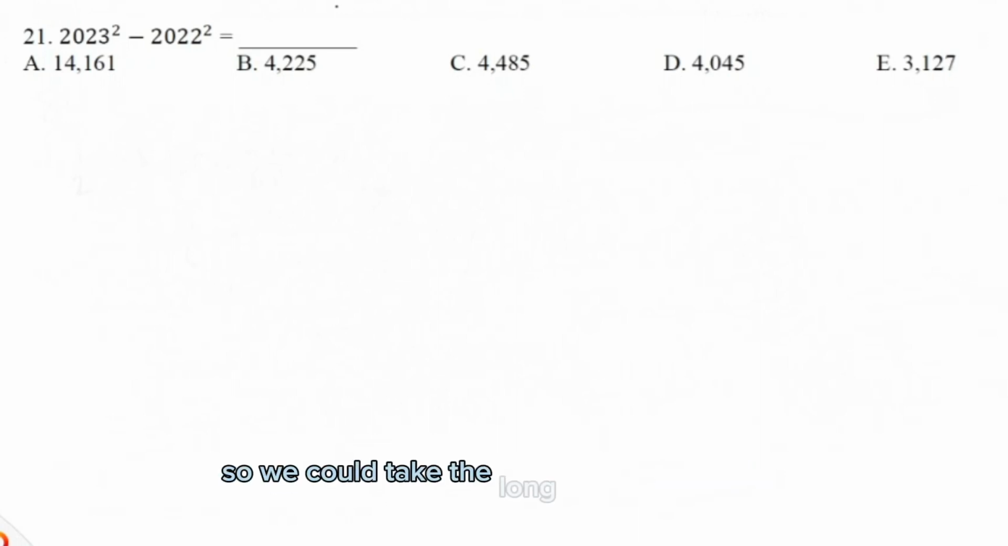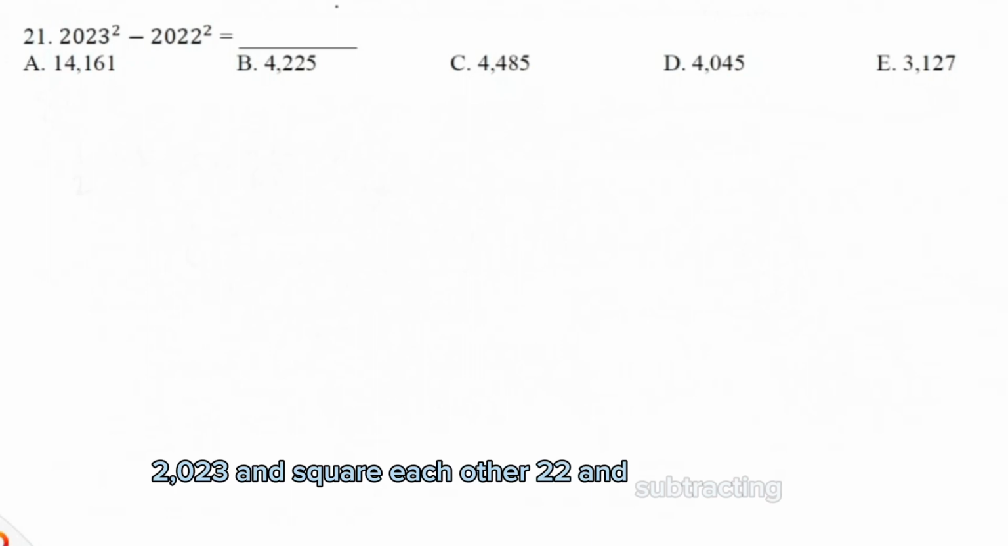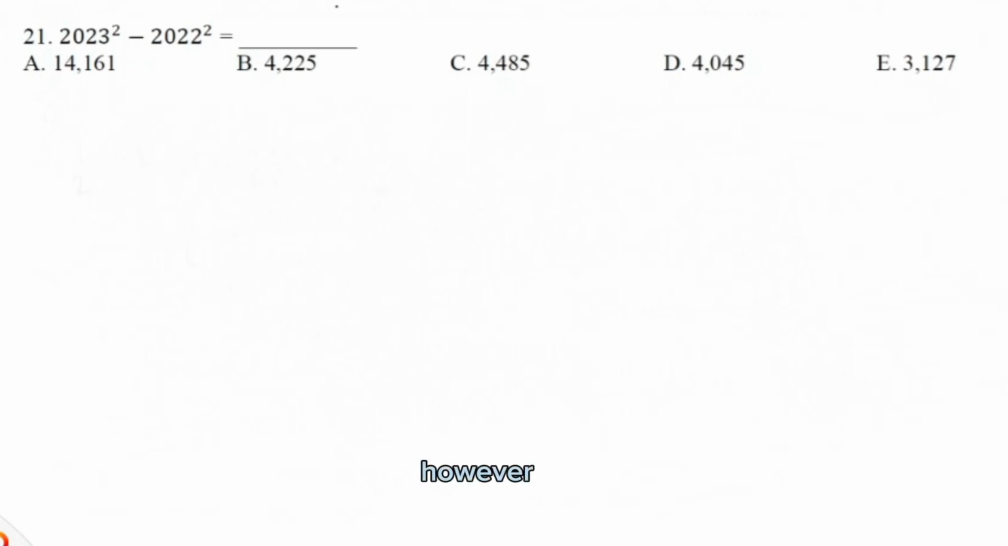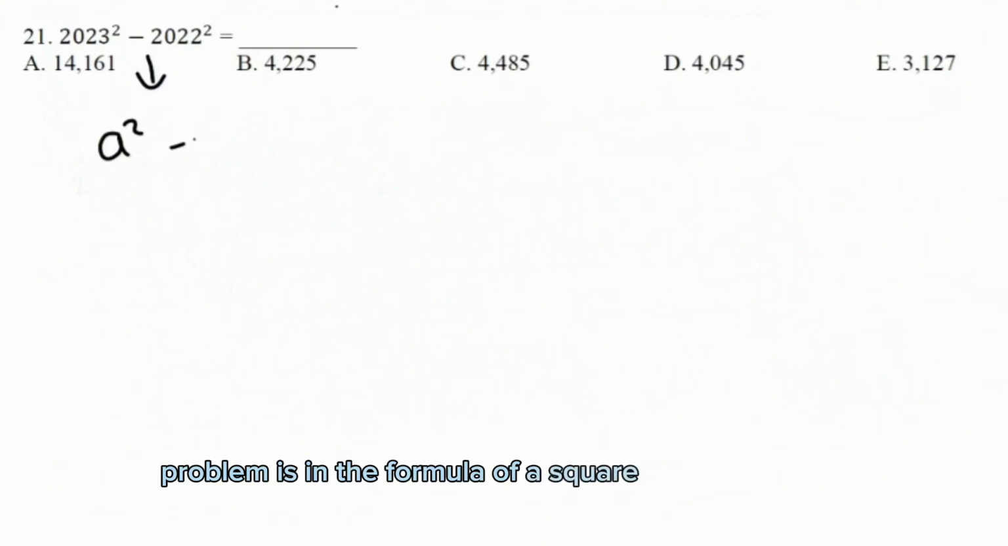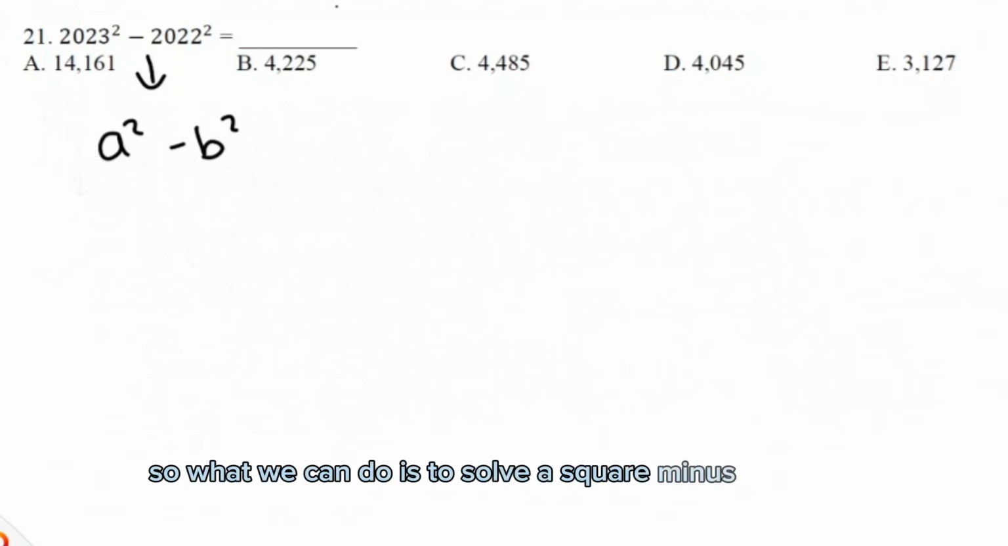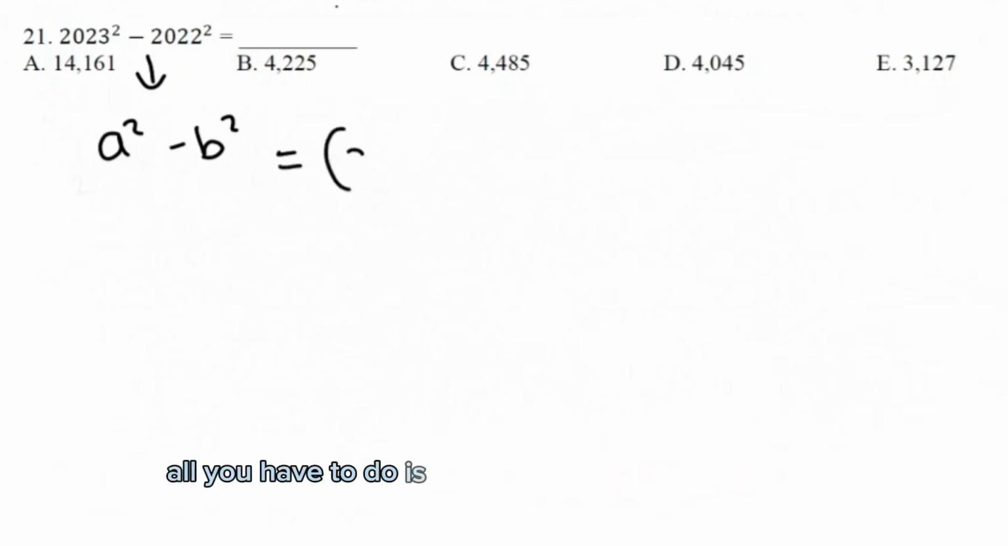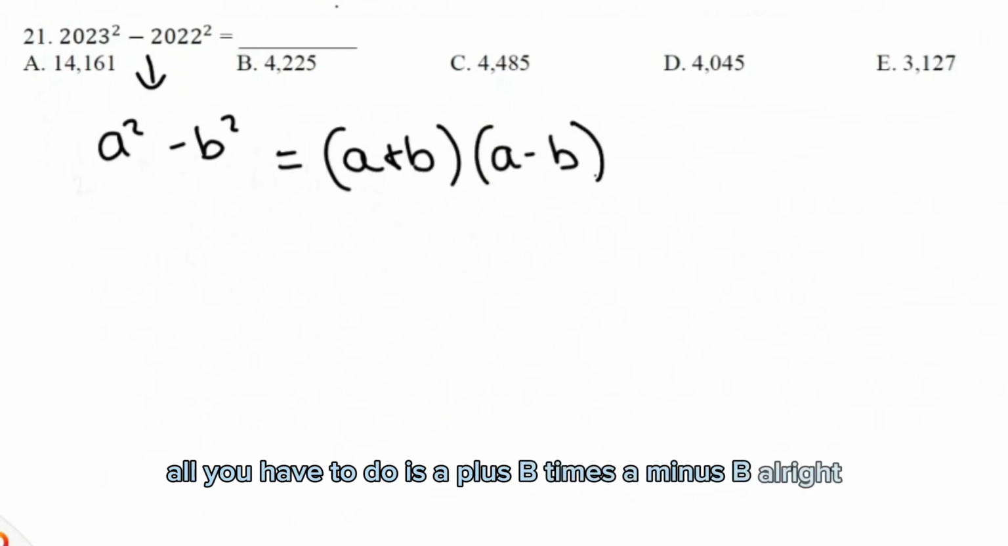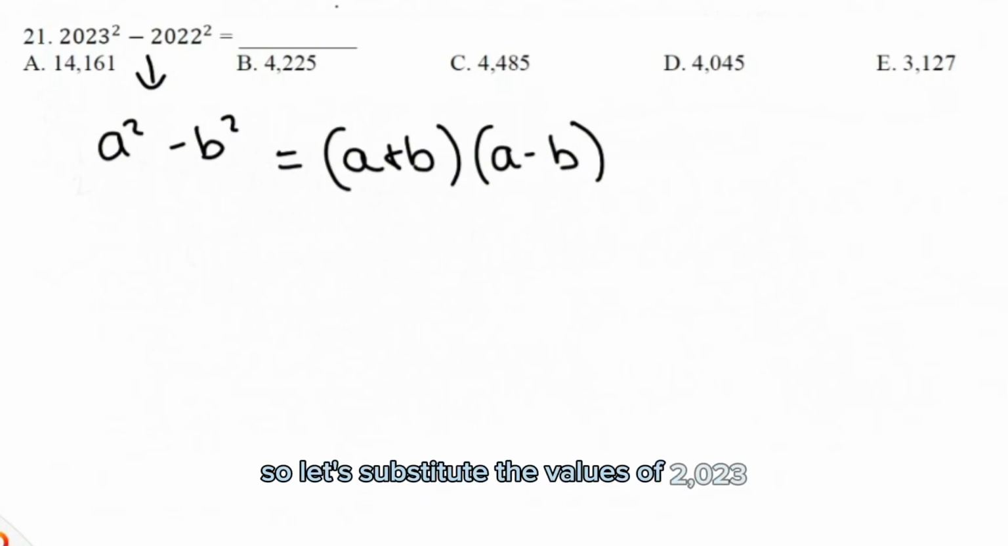Alright, so we could take the long route of squaring 2023 and squaring 2022 and then subtracting them. However, this problem is in the formula of a squared minus b squared. It's in this shape or form or format. So to solve a squared minus b squared, all we have to do is a plus b times a minus b. Alright, so let's substitute the values of 2023 and 2022 for a and b.